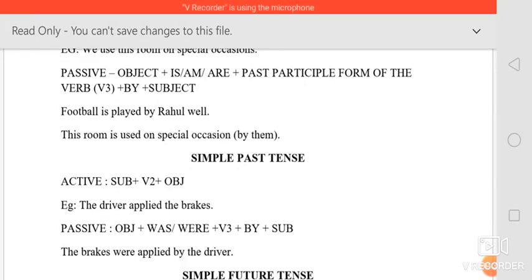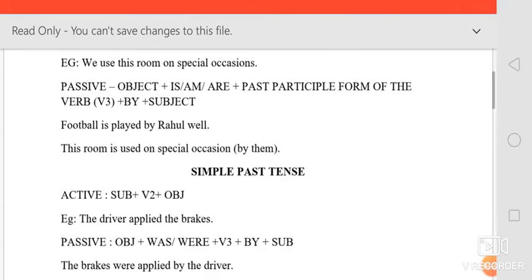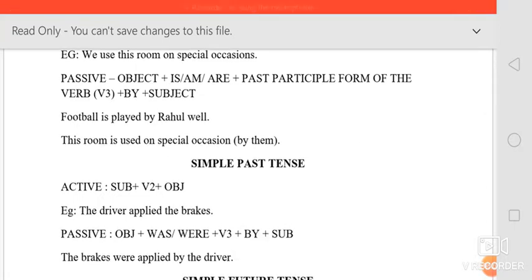Next you can see, we use this room on special occasion. So now we are going to change that sentence. So this room is the object. How can you identify an object in a sentence? See, object will come just after the main verb. जस्ट आफ्टर द मेन वर्ब। ओके, तो यूज के बाद कौन है, दिस रूम है, तो दिस रूम क्या है, ऑब्जेक्ट बन गया। सो द ऑब्जेक्ट विल कम फर्स्ट, this room is.